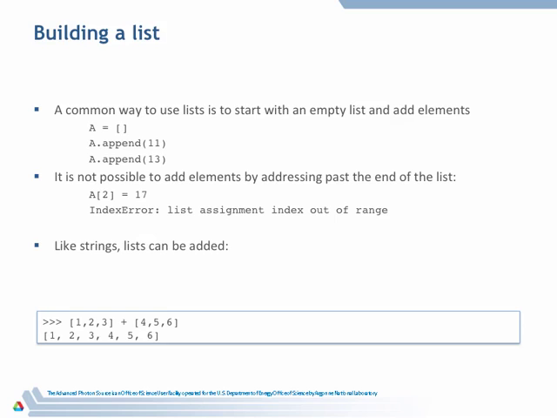You can't add elements by referencing a part of the list where you don't have a value yet, and just filling it. So this won't work, because there's an element. This gives me element 0. That gives me element 1, but I don't have element 2 yet. And like strings, lists define the plus operation for you, so you can do concatenation.